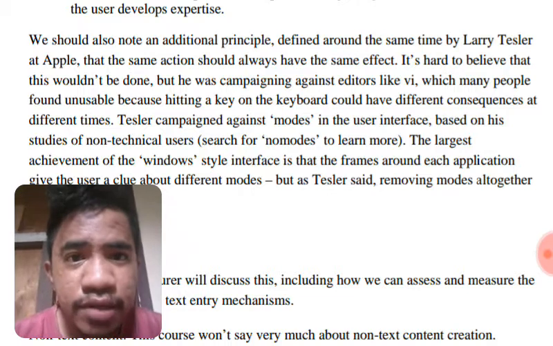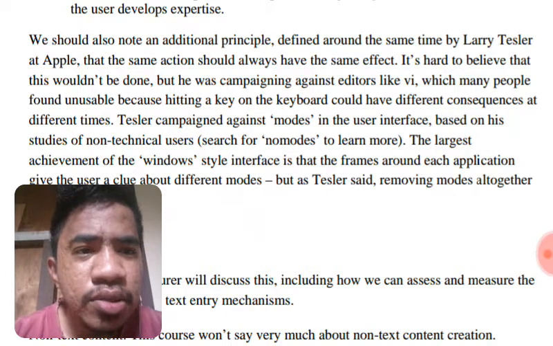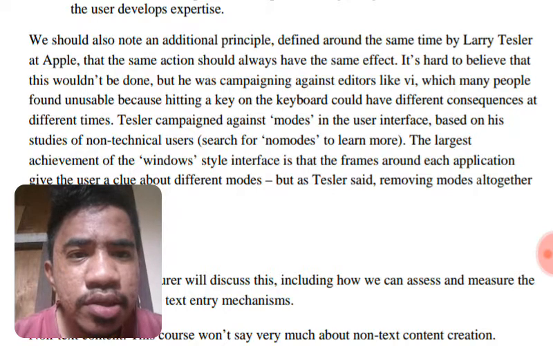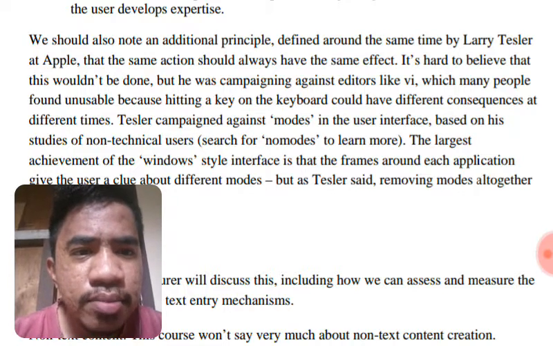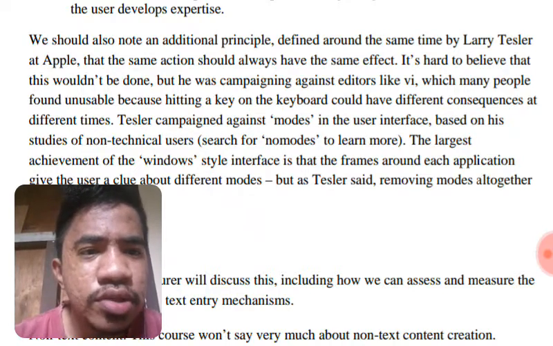It's hard to believe now, but I was campaigning against editors like vi, which many people found unusable because hitting a key on the keyboard could have different consequences at different times. Tesler campaigned against modes in the user interface based on his studies of non-technical users. Search for 'no modes' to learn more.